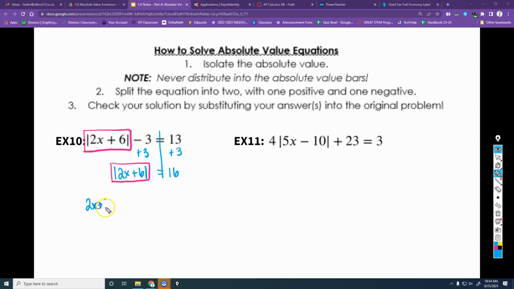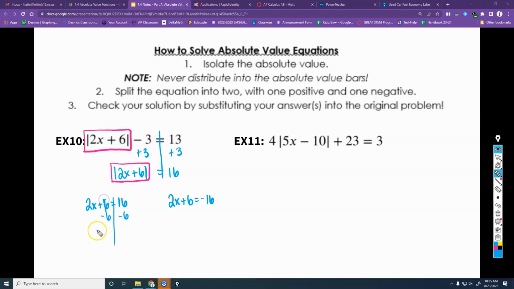2x plus 6 equals 16. Or what else? 2x plus 6 equals -16. Okay? So, Ayla, how do I solve that first one?